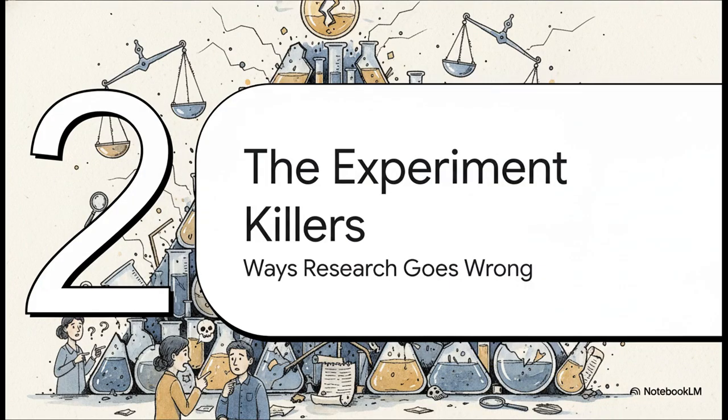So here's the thing. A whole lot of stuff can go wrong and totally wreck an experiment, giving you a completely bogus result. The textbook calls these threats to internal validity, but I think it's way easier to just call them experiment killers. These are all the sneaky alternative explanations that can fool us into thinking a treatment worked when it really didn't. Let's meet the usual suspects.